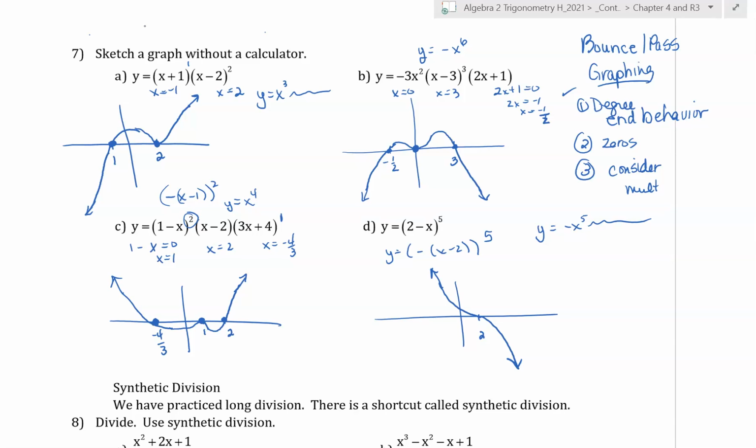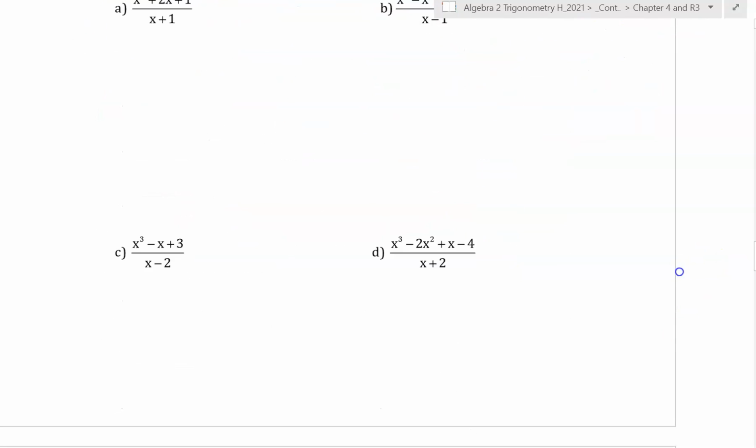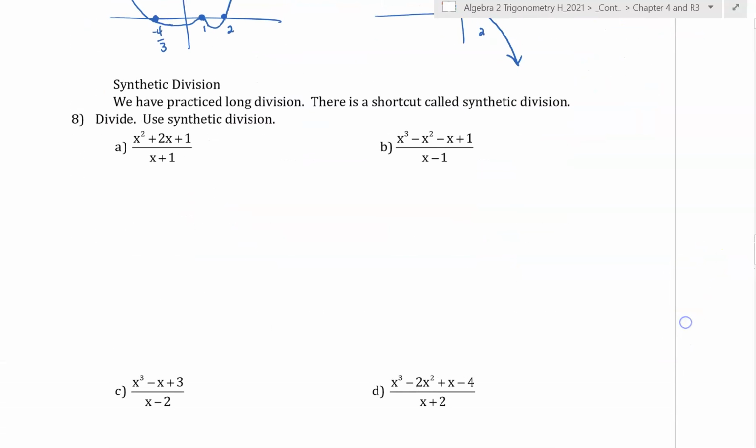So the rest of the notes, we have one more thing to talk about, and that's synthetic division, and we are going to talk about that in class.